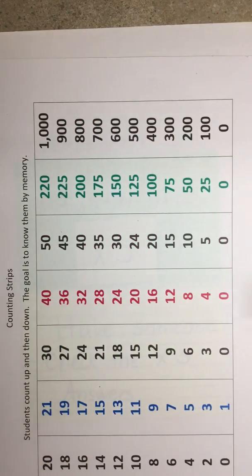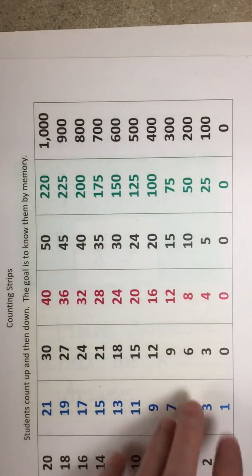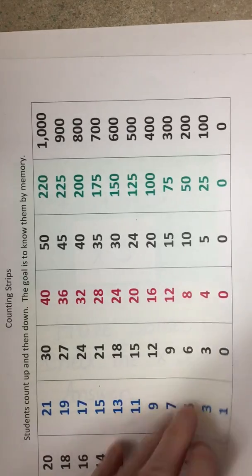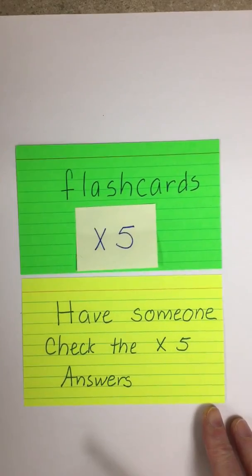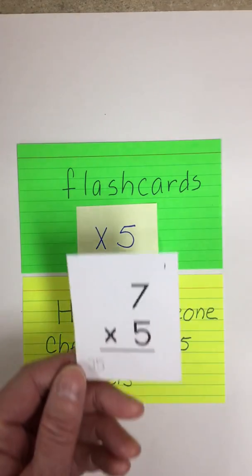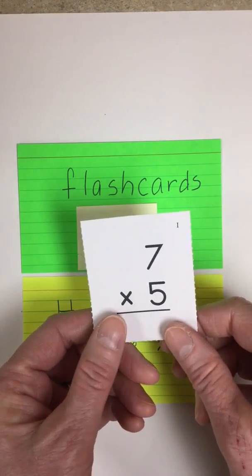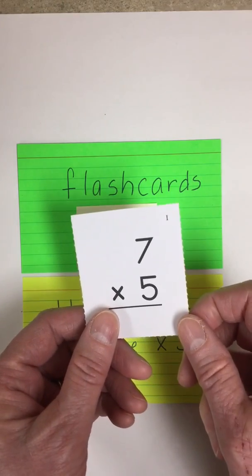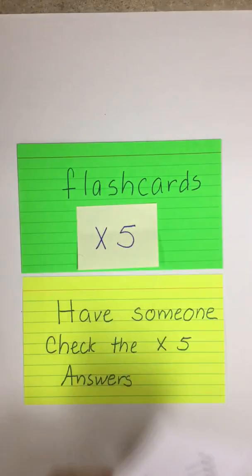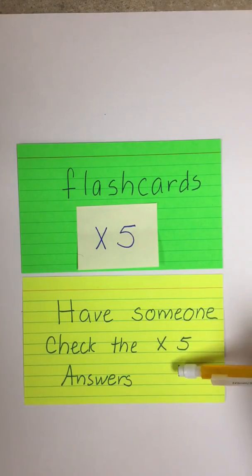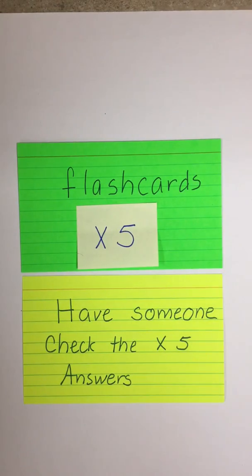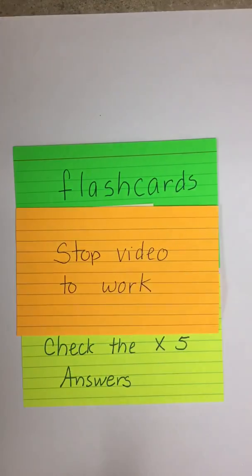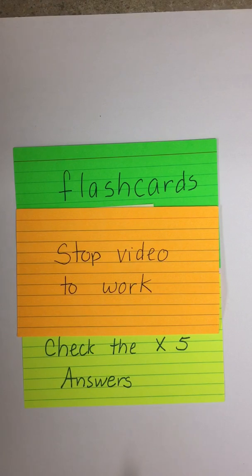Counting is the sheet here, and times 5 flashcards. If you had some that already had the answers on it, you hold your finger over there and say the answer to yourself and then check if you're right. If you had to make your own flashcards, please make sure someone has checked the answers for you. So stop the video, do your number of the day, counting, and your times 5 flashcards.